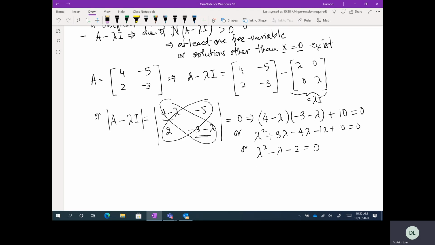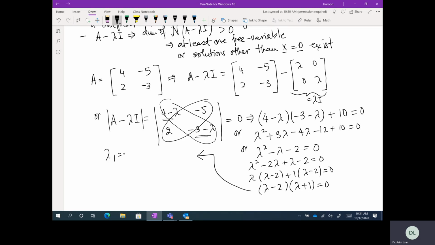I'm not going to write the roots like this. So lambda square minus 2 lambda plus lambda minus 2 equals 0. Taking lambda out, lambda times (lambda minus 2) plus 1 times (lambda minus 2) equals 0, or (lambda minus 2)(lambda plus 1) equals 0. So this implies lambda 1 equals 2 and lambda 2 equals minus 1. These are my eigenvalues.